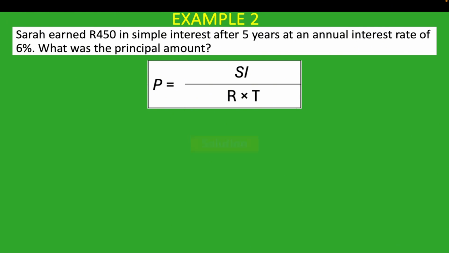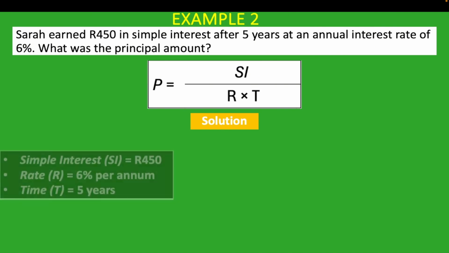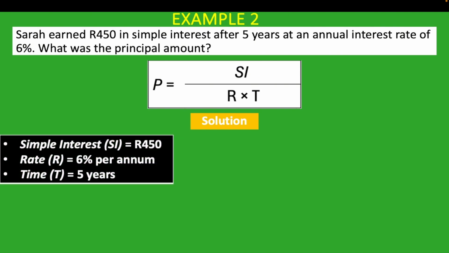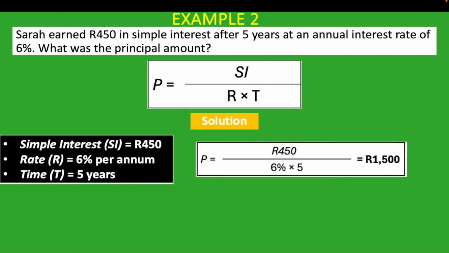Okay, so what is our answer going to be here? Well, the simple interest is the 450, as we've mentioned, and we divide that by the rate of interest of 6% multiplied by the time period of 5 years. And so these are our elements as we have put them here, or our variables that are given. And so our answer is going to be 1,500 Rand.